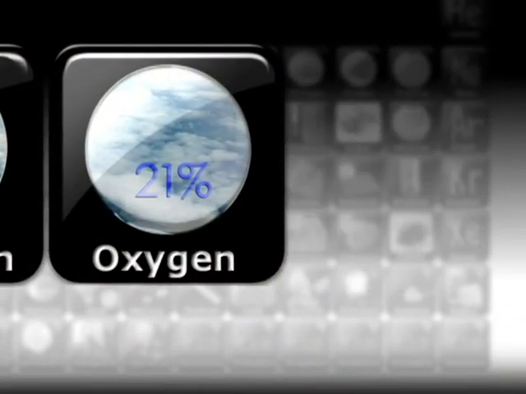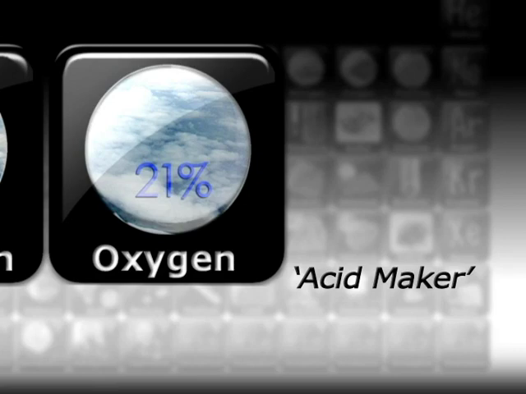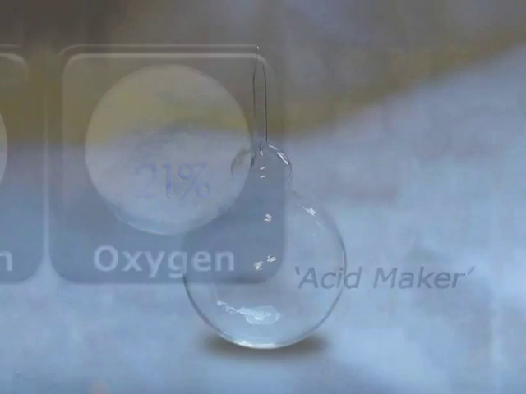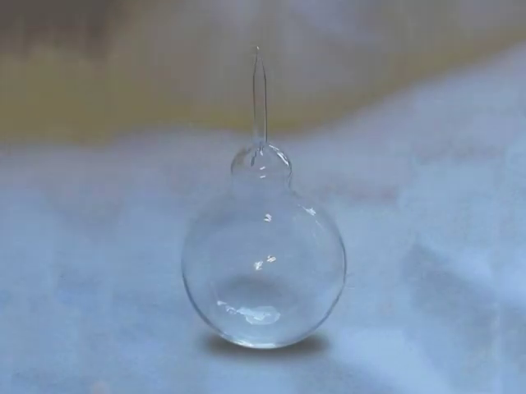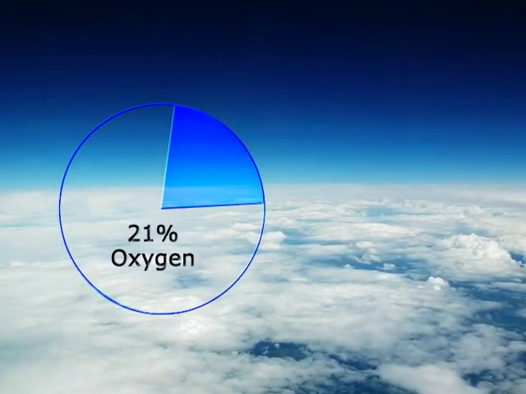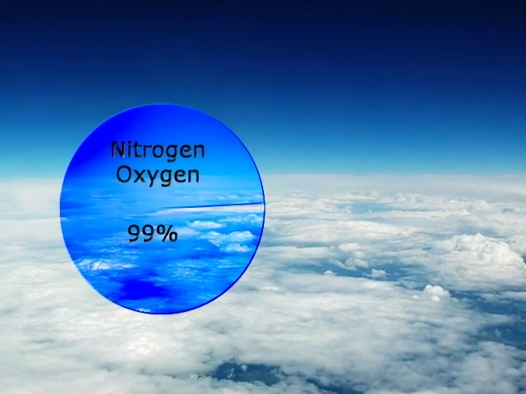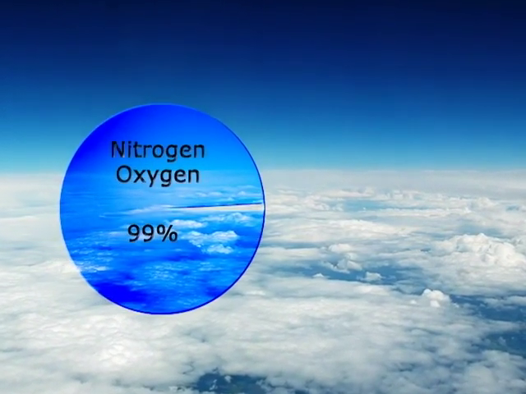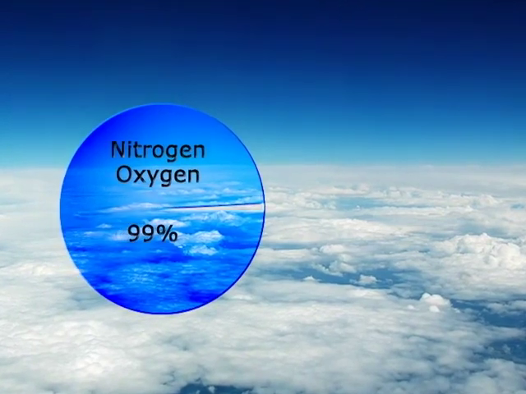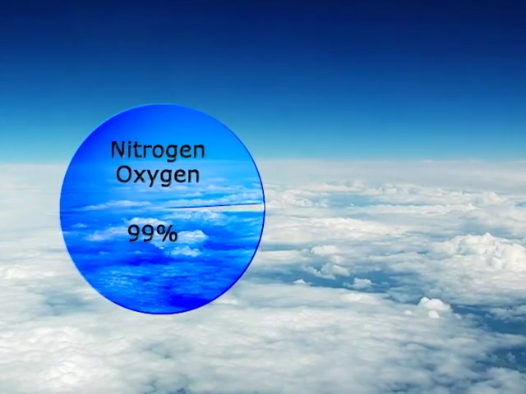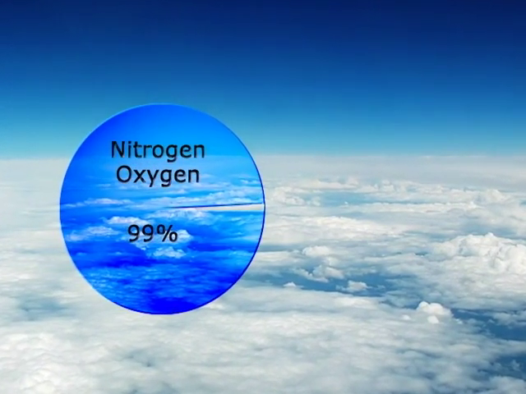Oxygen means acid maker, as oxygen was wrongly thought to be a component in every acid. Colorless, odorless, tasteless. Oxygen makes up 21% of the air. With nitrogen, these two elements make up 99% of our air. The remaining 1% is mostly the noble gas argon, with traces of about a dozen other gases.